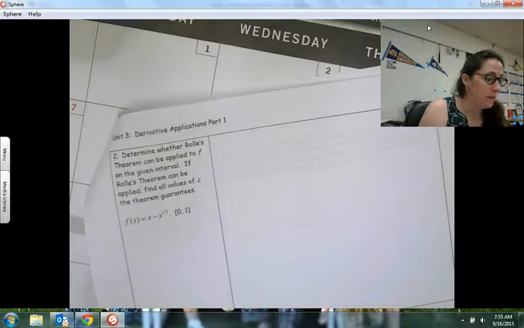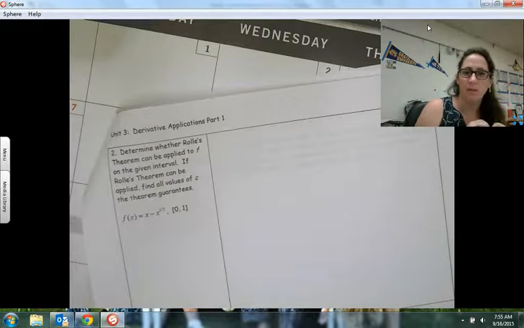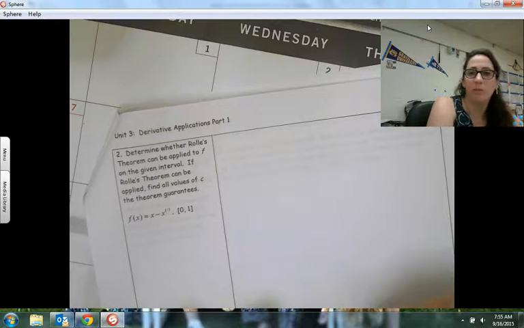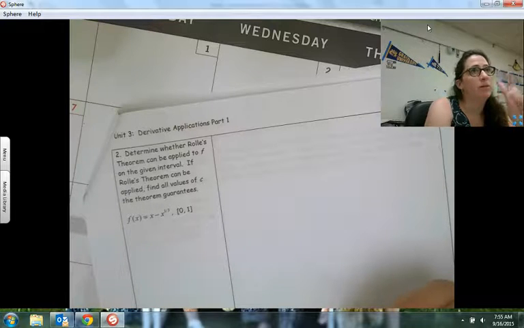Alright, let's look at this next one. Determine whether Rolle's theorem can be applied to f on the given interval. If Rolle's theorem can be applied, find the value c that guarantees the theorem. Okay, so Rolle's theorem, 3 things. Continuous on the closed, differentiable on the open, and f of b equals f of a.